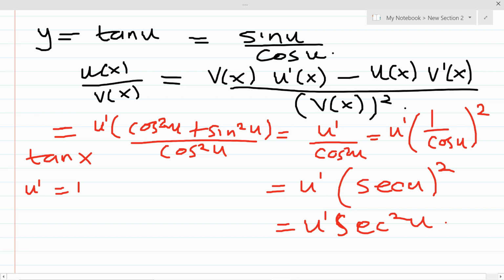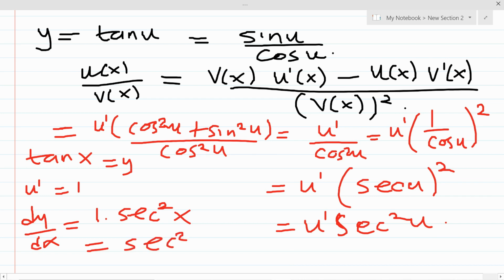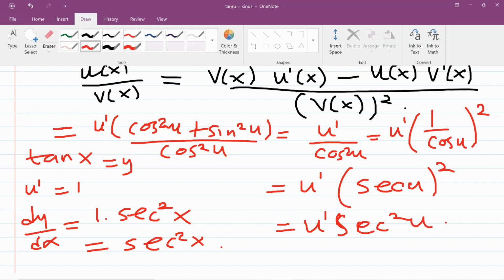Now we are saying that dy/dx, in terms of y being equal to tan x, will simply be equal to u prime, which is 1, times sec squared of u, which is x. So it is equal to sec squared x. That is why in books they will always define it like the differential of tan x with respect to x is sec squared x. But know the process.